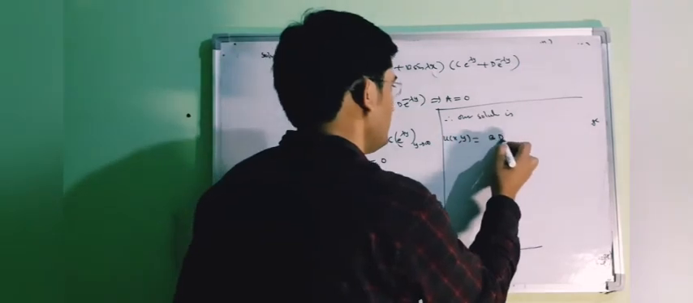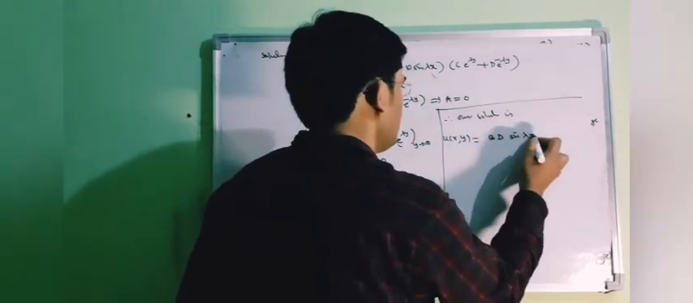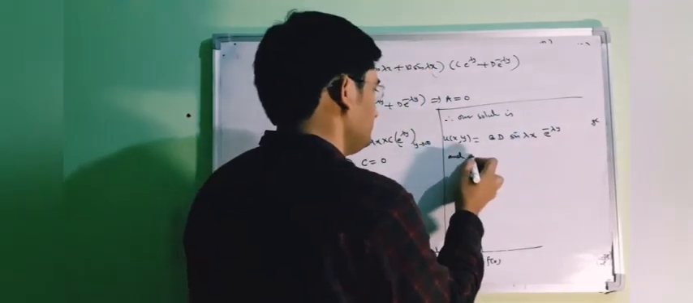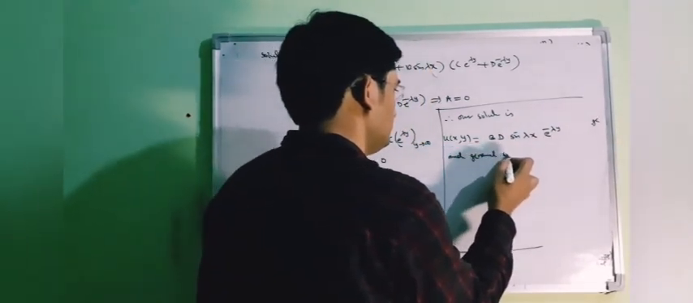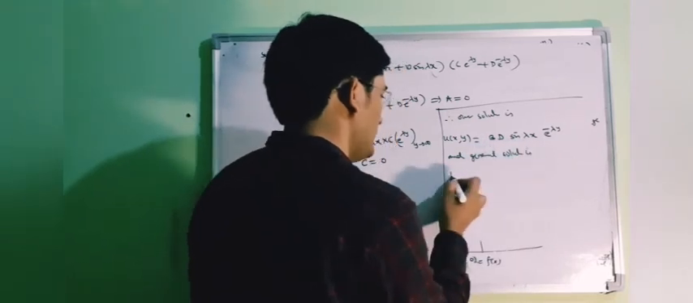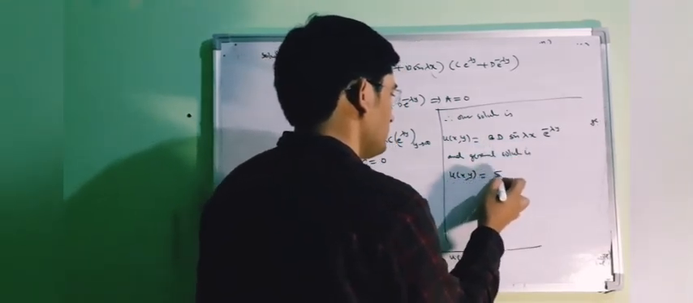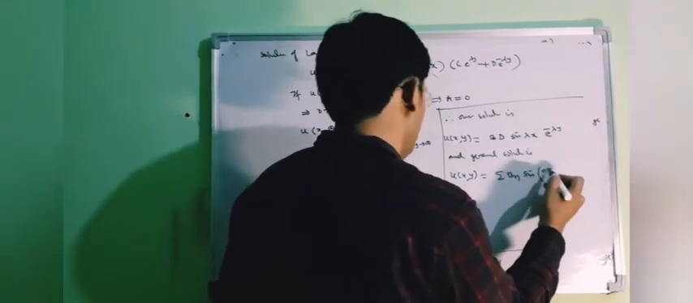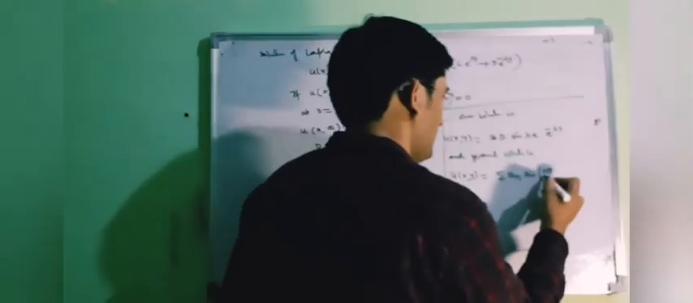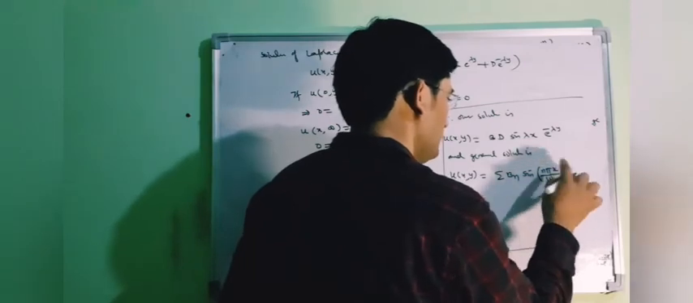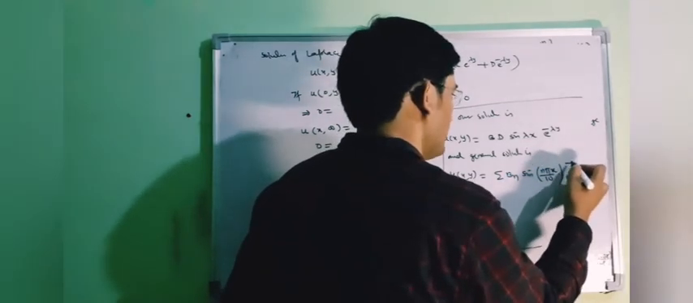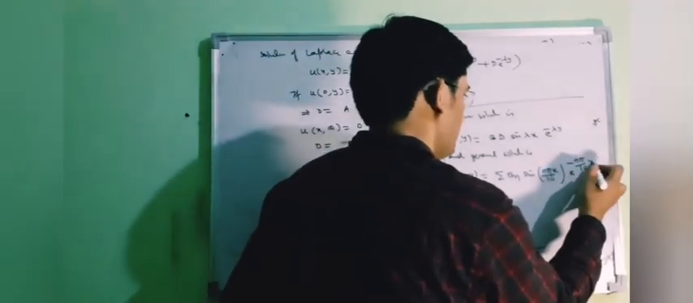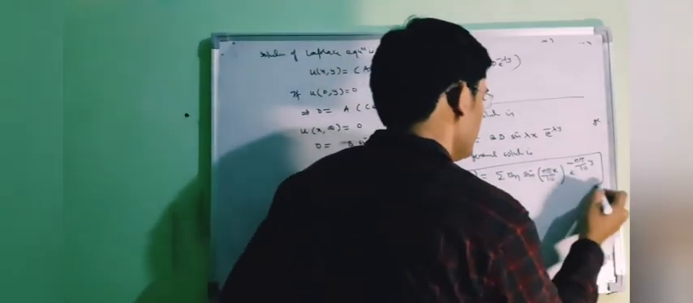So our solution will be B into D sin λx into e to the power minus λy, and the general solution is u(x,y) equals the summation of Bn sin(nπ/10 x) e to the power minus λy, where λ is nπ upon 10. So this is our general solution.